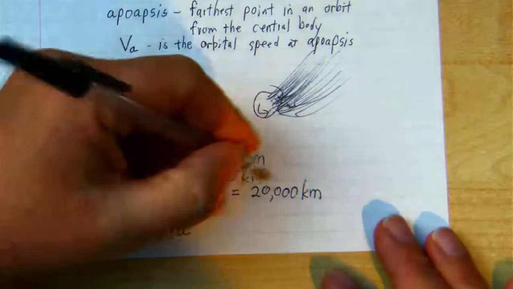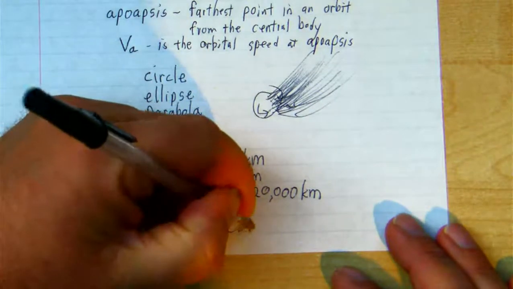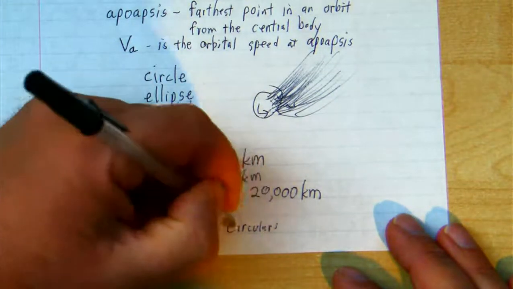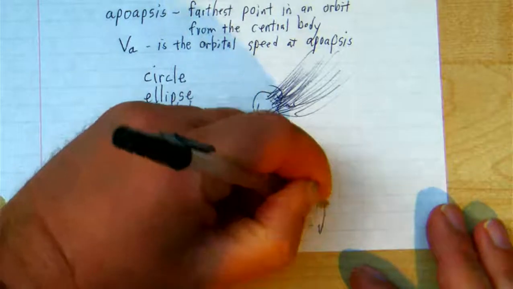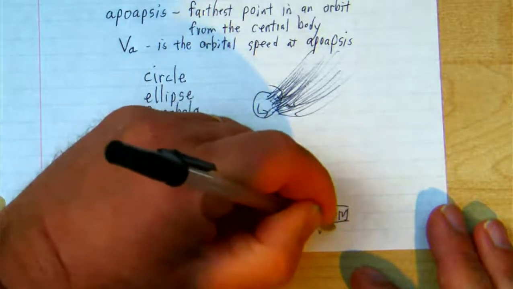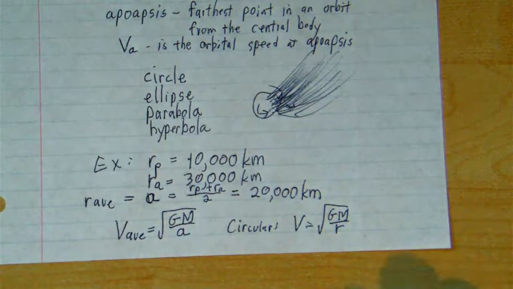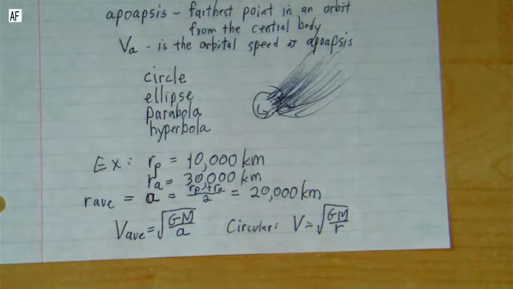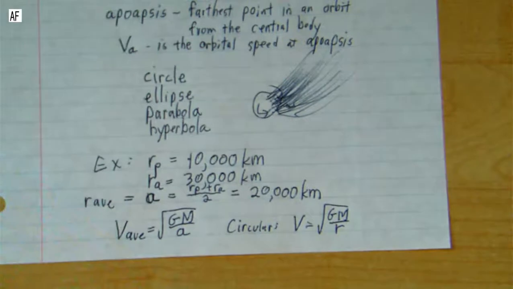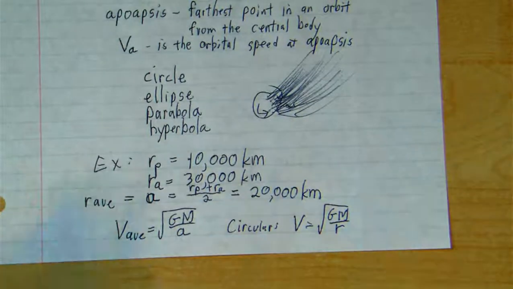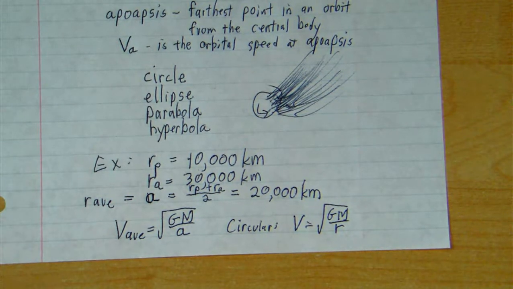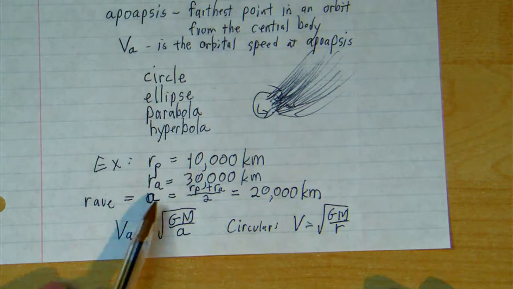I remind you that if it were a circle, it would be GM over r. It would be a single value. So the good news is, even though it's elliptical and it's speeding up and slowing down, the average speed is based on the average distance. And that average distance is the semi-major axis.